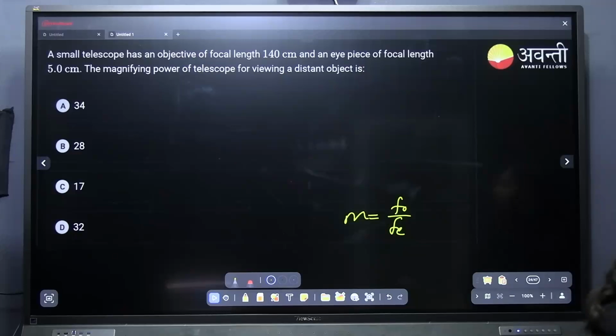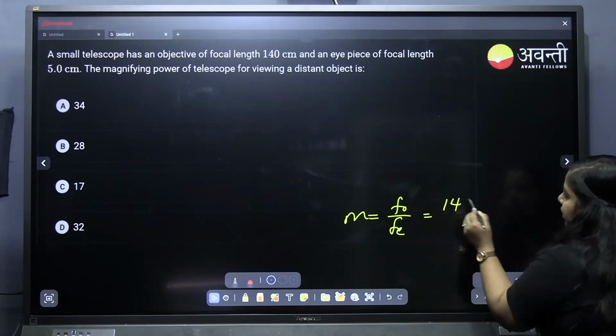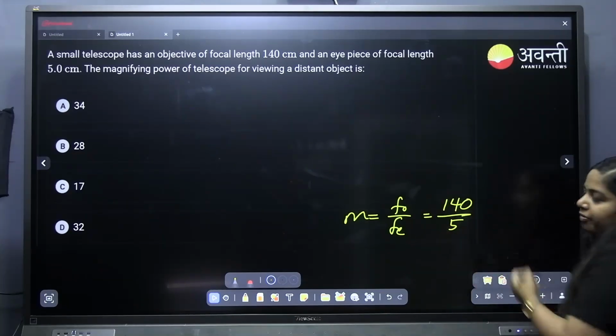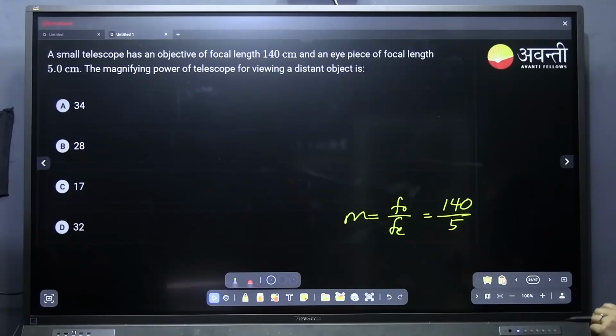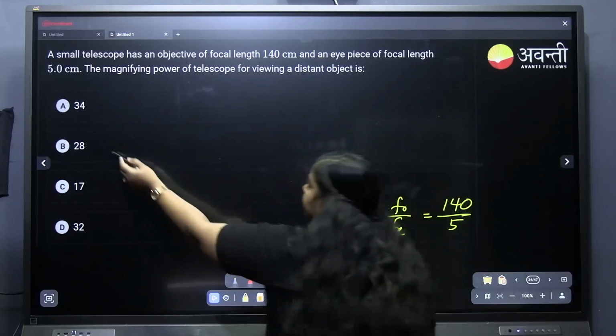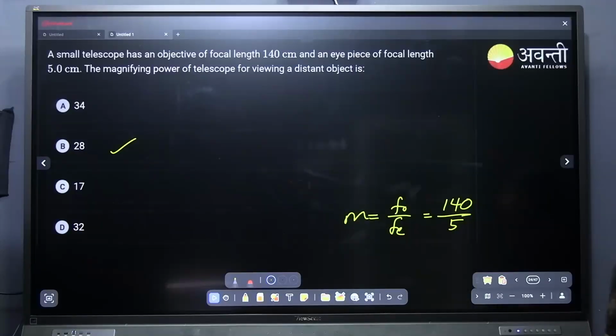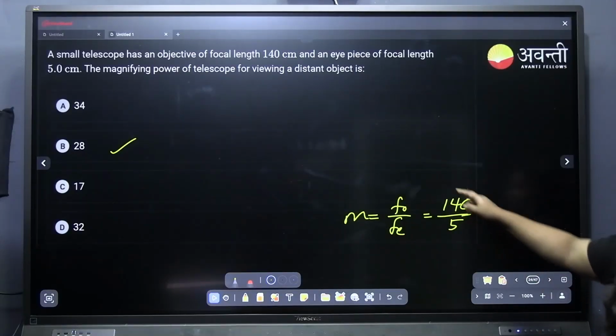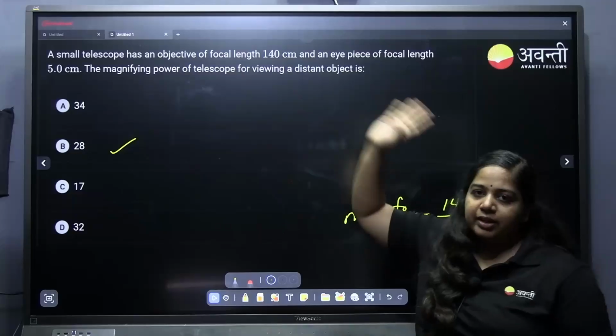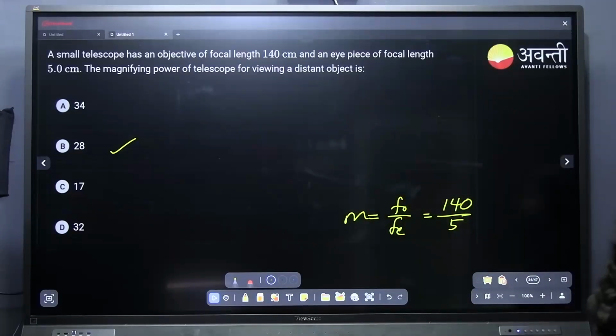So focal length 140 and 5 it is given. So we can directly substitute it. It will be 140 divided by 5. How much you will get? 28, right? 28 will be the answer. I hope you understood this. Since nothing is specified, we will assume that it is normal adjustment.